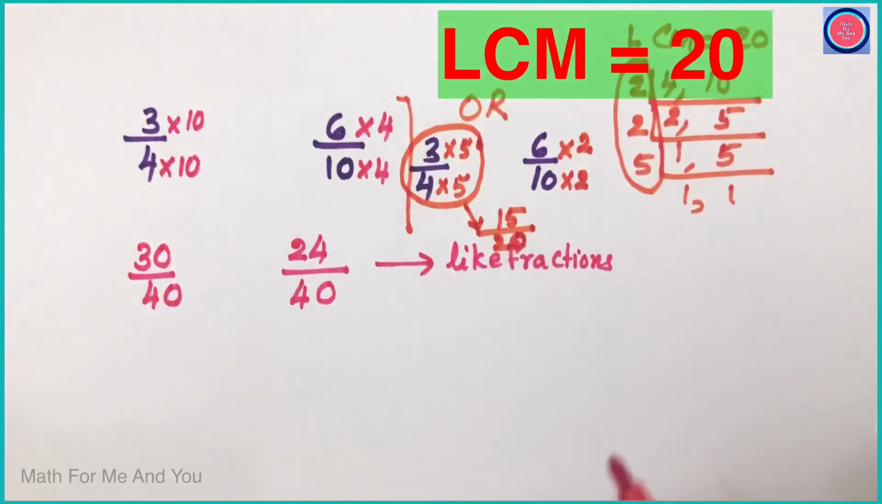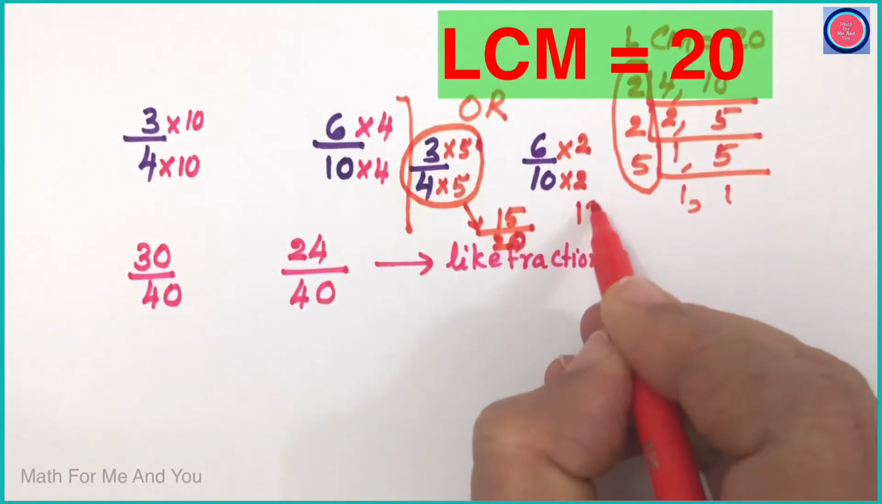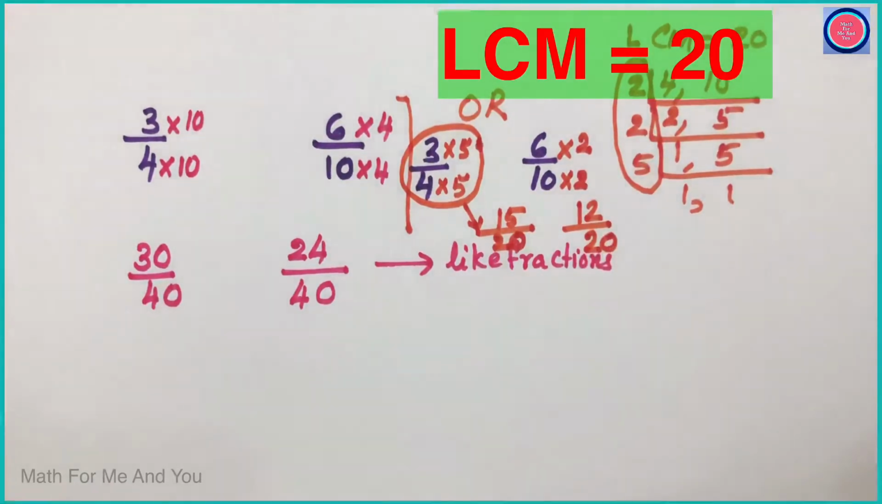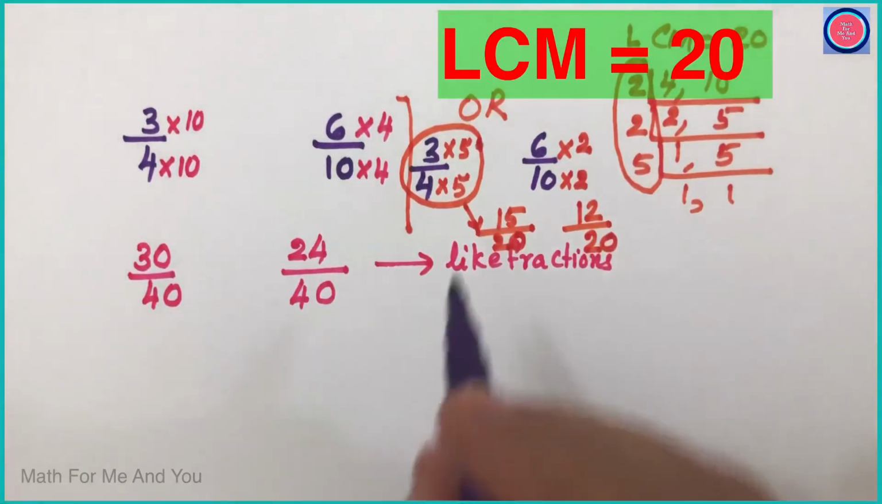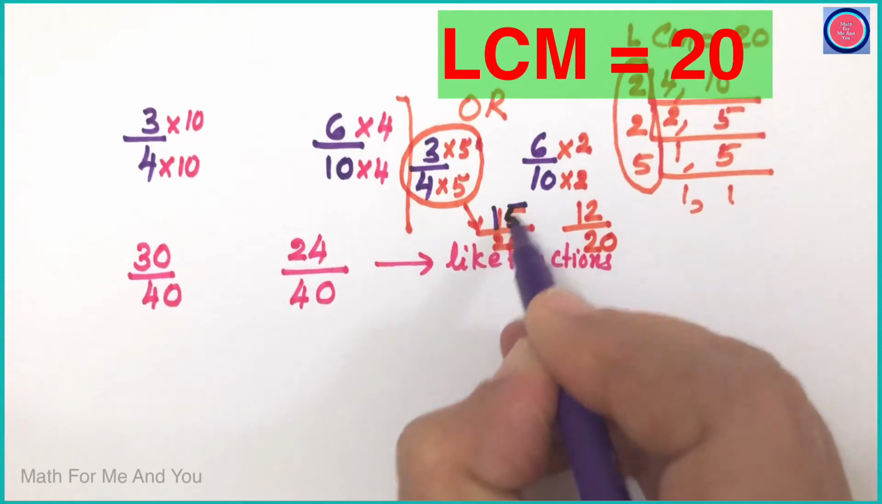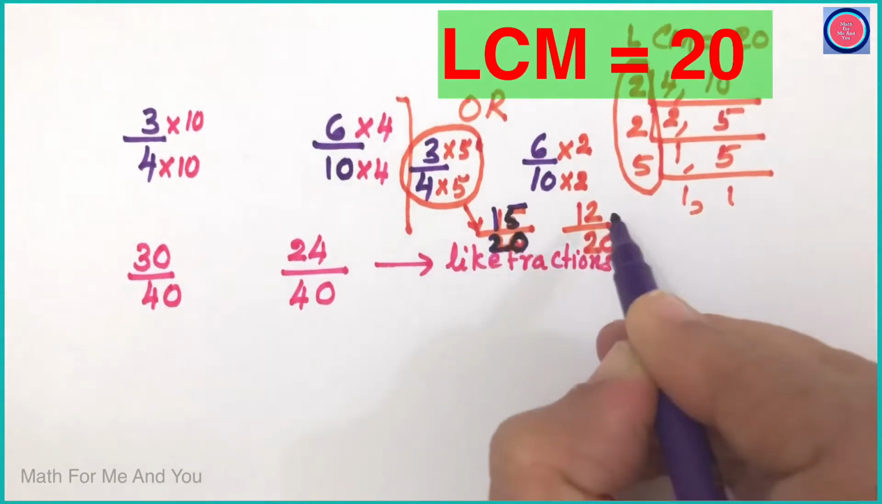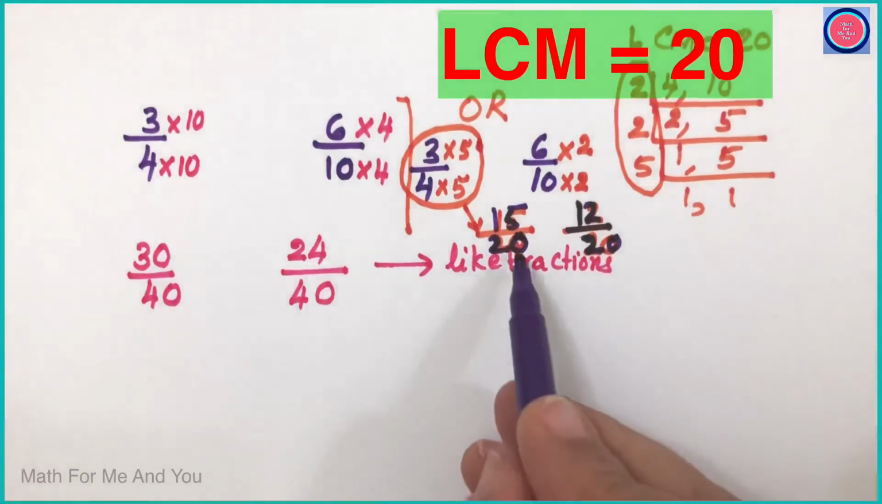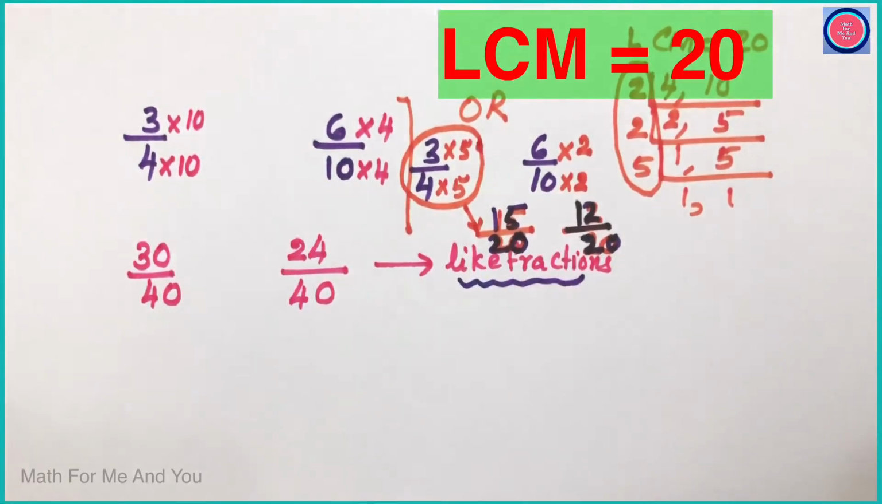And the second fraction also changes. We get the new values 12 over 20. See here, now we have changed to like fractions, but the denominators are different. What are the denominators? We get the denominators, the LCM of 4 and 10. 4 and 10, they are special numbers because they have a common divisor which is 2.